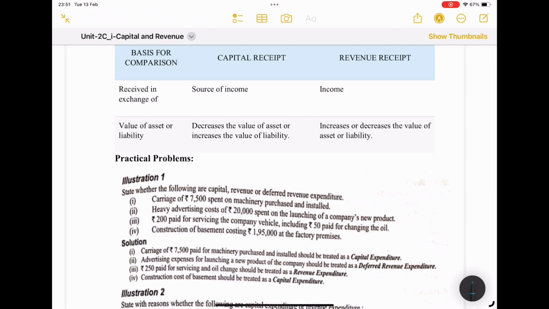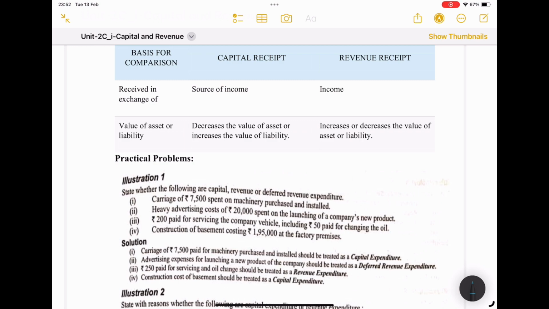Received in exchange of sources of income, and it is an income. Value of assets or liabilities: decrease the value of asset, increase the value of liabilities. Yes, if you have sold an asset, it means definitely the value will be reduced, isn't it? So in case you received any liability, it is going to increase your liability value. Okay, here increase and decrease of the value of assets or liability, we can't precisely mention, because based upon the nature of revenue it will affect the asset and liability.